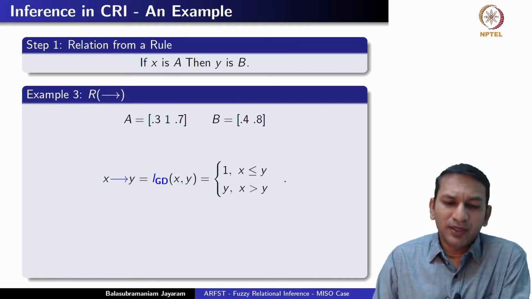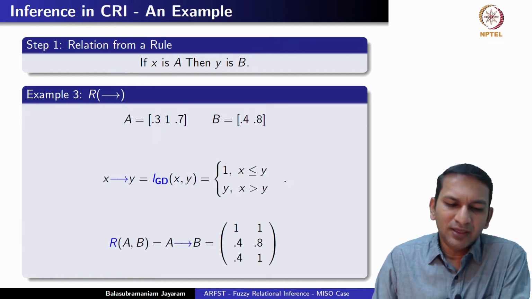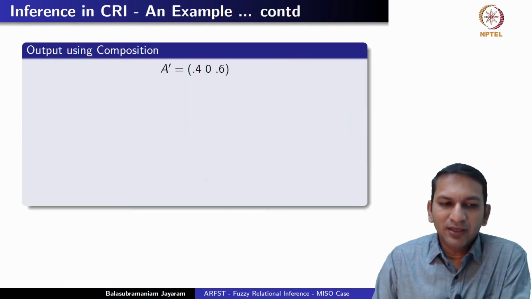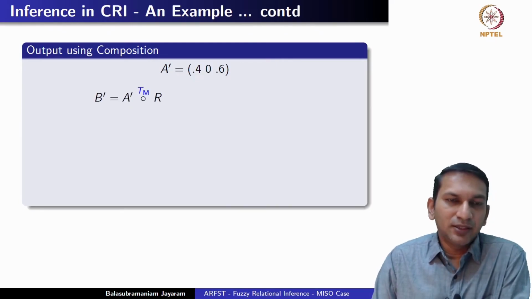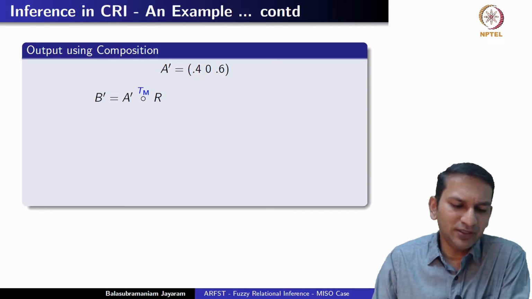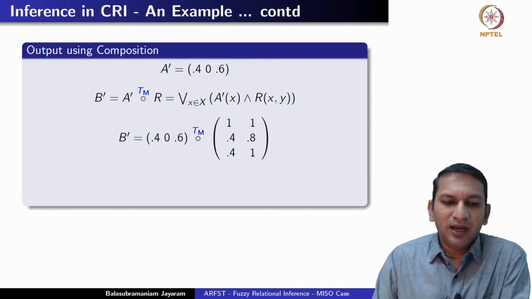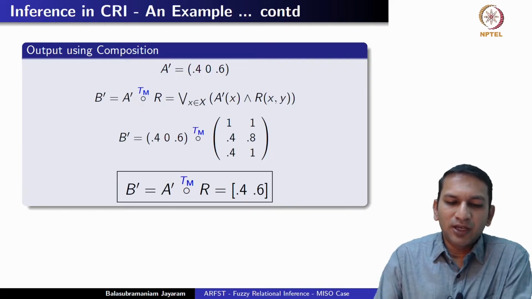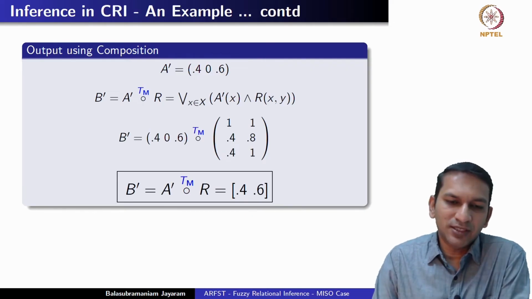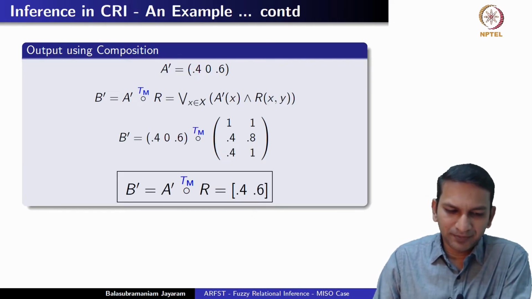We are using the Gödel implication, and we have seen that this is the relation that we will extract out of this rule. Now, given the input A dash as follows, as 0.4 and 0.6, we apply the sup T composition, because we are in the regime of CRI, composition rule of inference. Sup T composition with the minimum T-norm, and we saw that we obtained the output to be 0.4, 0.6. So this is the output fuzzy set.